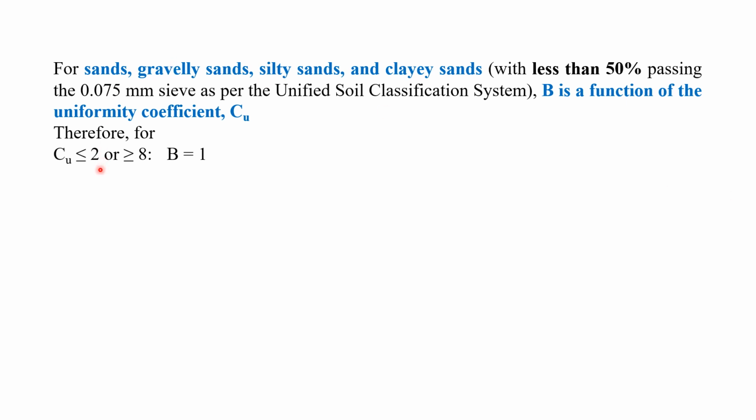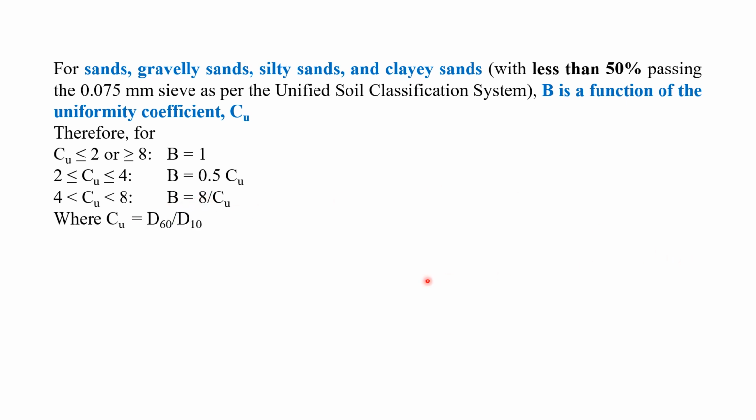What are the criteria? If Cu is less than or equal to 2, or Cu is greater than or equal to 8, in that case we can use B equal to 1. When Cu is between 2 and 4, in that case we can use B equal to 0.5 Cu. If Cu is between 4 and 8, then B will be equal to 8 by Cu. Cu is nothing but D60 by D10.